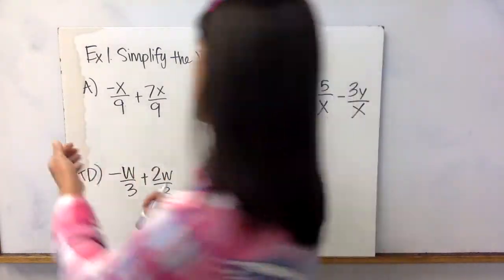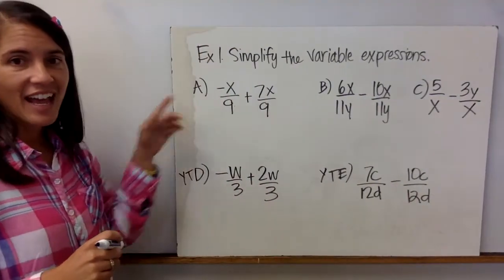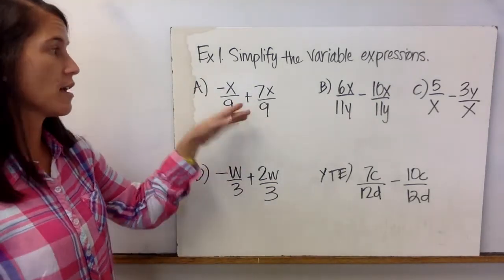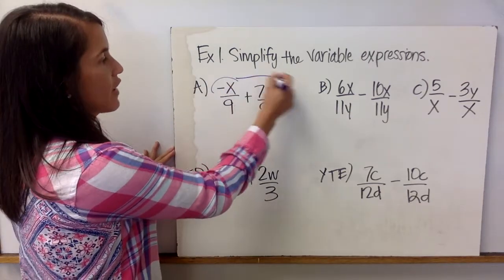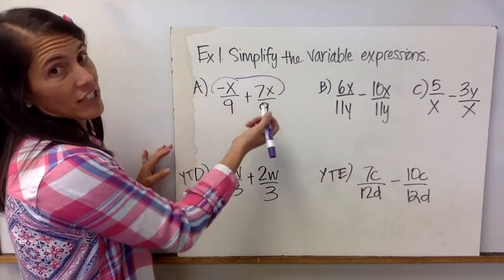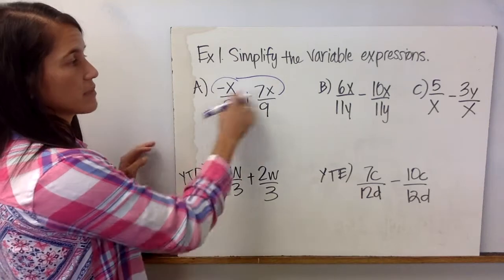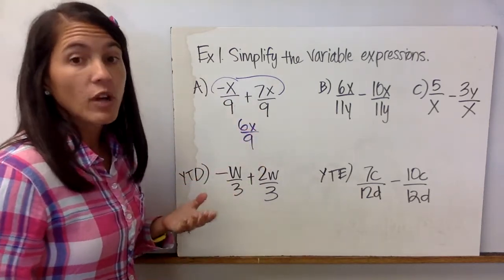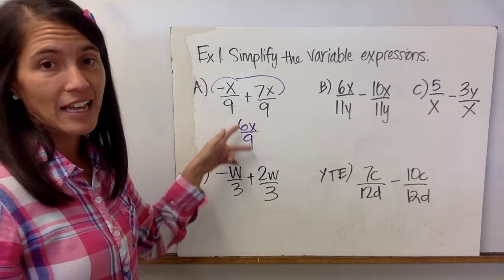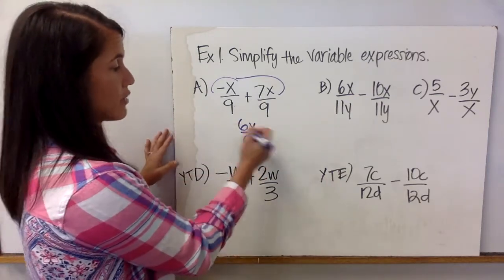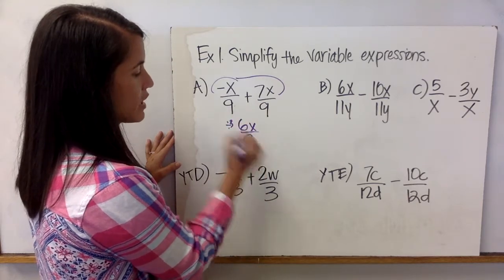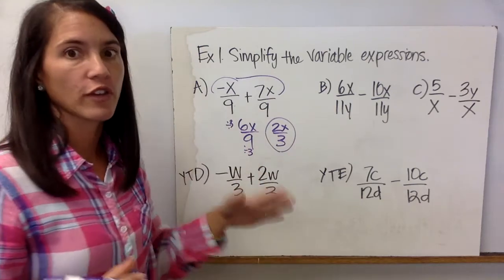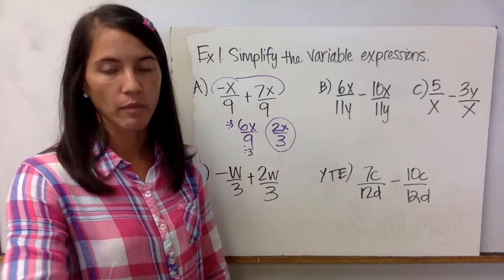In the first one, A, negative x over 9 plus 7x over 9. My 9 is already a common denominator, so I'm just going to simplify my numerator. I already have like terms, so they both have an x. So negative x plus 7x is 6x over 9. And then we want to reduce. I see 6 and 9 have a 3 in common, so I can reduce by dividing by 3, divide by 3. And I get 2x over 3, or 2/3 times x. So that's how you would work problem A.